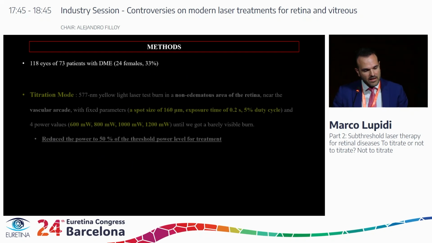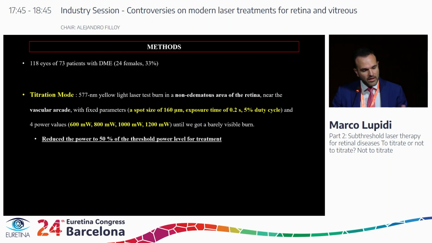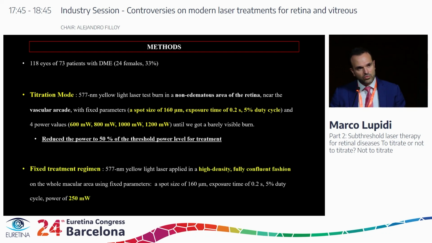We enrolled 118 eyes, and we performed three different treatment approaches. One with the titration mode, the same laser we used, with a spot size of 160 microns, an exposure time of 200 milliseconds with a 5% duty cycle, as shown by Alejandro a few minutes ago, but with 4 different power values for the titration: 600, 800, 1000, and 1200 milliwatt. Then, for treating the area, a power reduced to 50% of the threshold power was used. And then we treated the same patient with a fixed treatment regimen with a dye density, fully confluent fashion, with a spot size of 160 microns, the same exposure time of 200 milliseconds, 5% duty cycle, with a fixed power of 250 milliwatt.